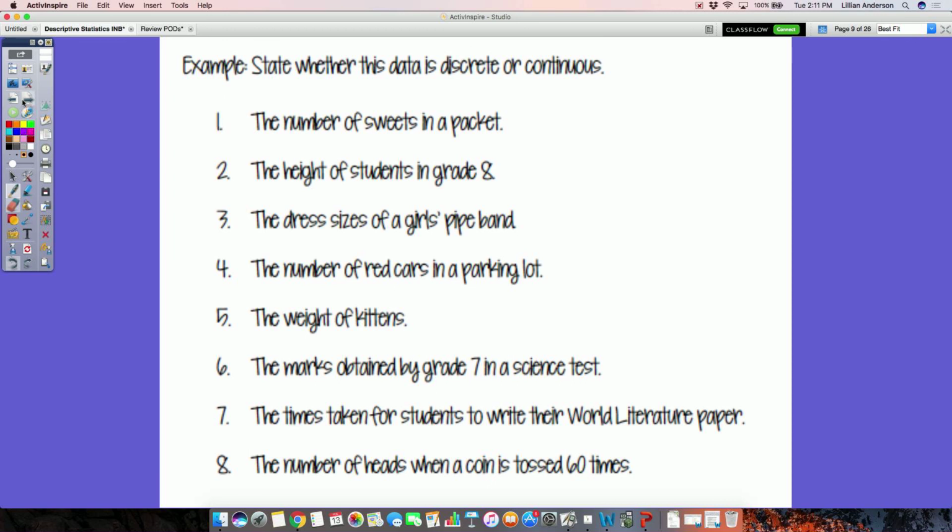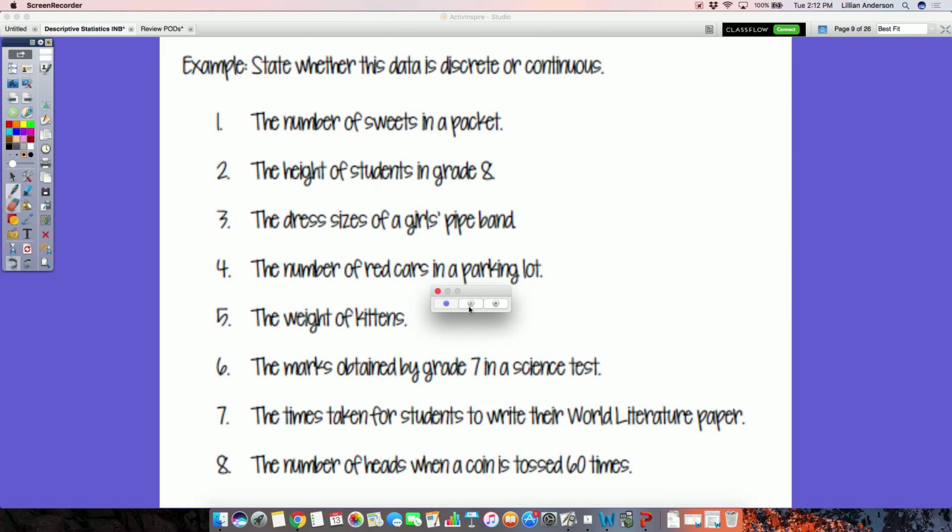I'll give you about a minute and a half, and I want you to go through, read each one, and state whether you think it's discrete or continuous. Okay? So I'll give you a minute and a half. All right. Who thinks they got an 8 out of 8?